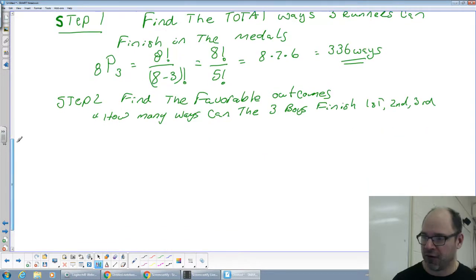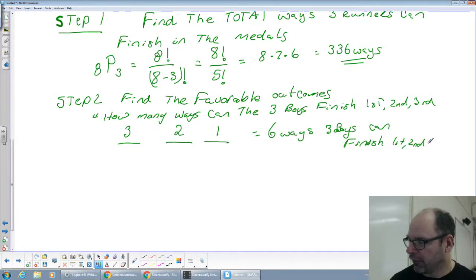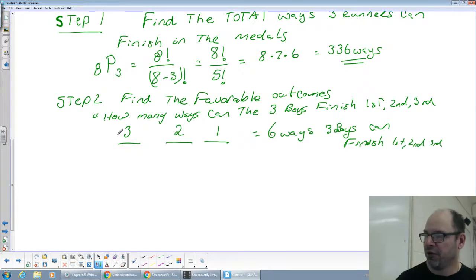So this is basically a factorial question. We've got our 3 positions filled by 3 boys. So there's 3 choices of who could finish first. Once we take that away, there's only 2 choices left for who can finish second, and then 1 for third. So there's 6 ways that the 3 boys can finish first, second, and third if they're in the top 3, right? So there's 6 possible ways.